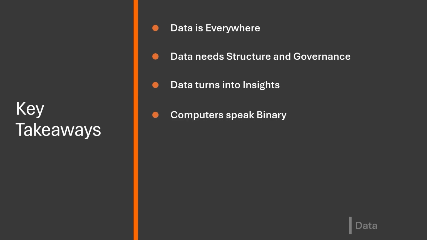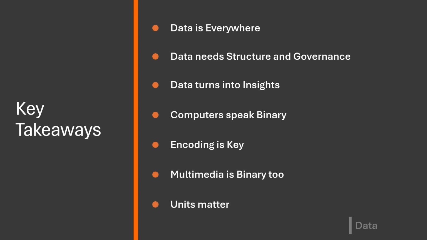Computers speak binary. At its core, data is stored and processed as zeros and ones. Understanding this helps us understand how computers handle everything from text to videos. Encoding is key. Encoding systems like ASCII and Unicode allow computers to understand and display text from all over the world. Multimedia is binary too. Images, sound, and video are all broken down into binary data for computers to process. And units matter. From bits and bytes to terabytes and gigahertz, understanding units of storage and processing helps us grasp the scale of modern data.